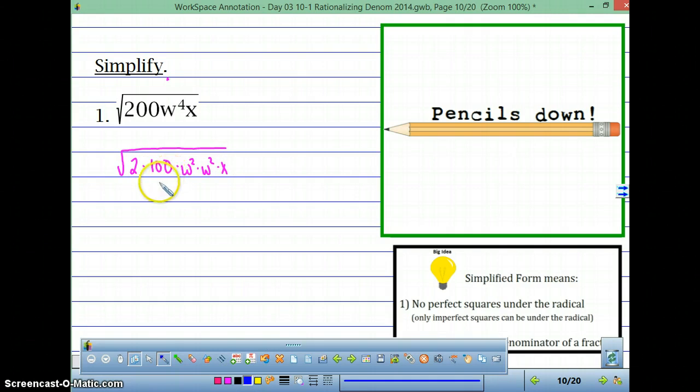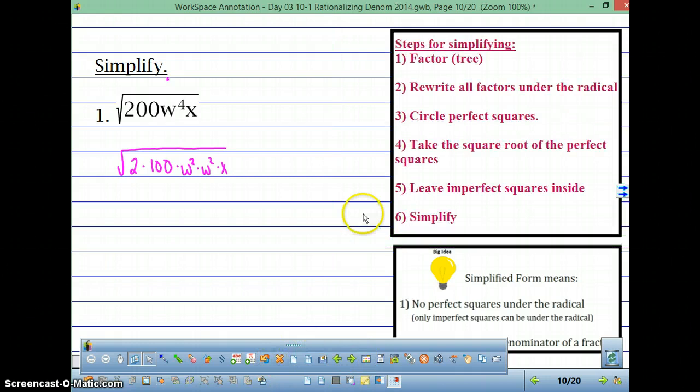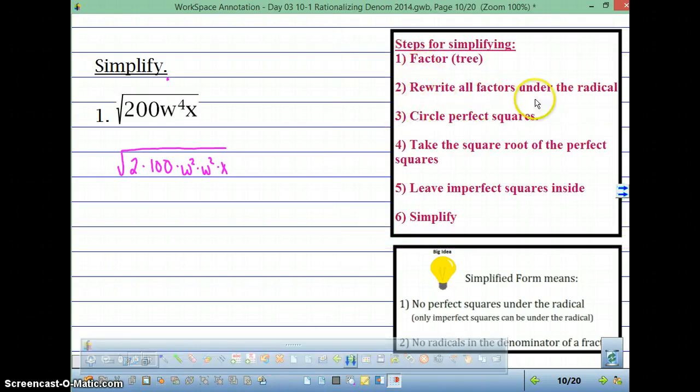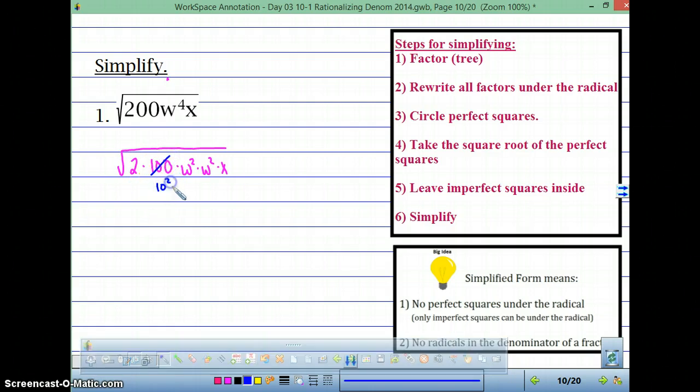Now let me remind you of the steps real quick. Take a look over here. First we factor and write all the factors under the radical. We're going to circle the perfect squares. Where are the perfect squares that you see? Well, we know that 100 is 10 times 10. So we could write this as 10 squared, right? 10 times 10?